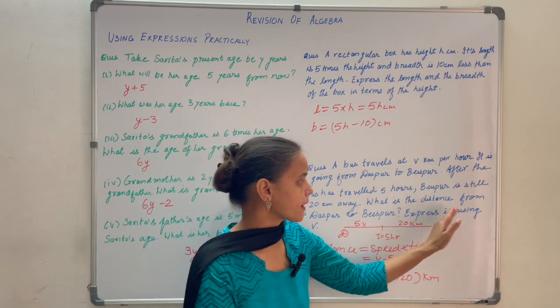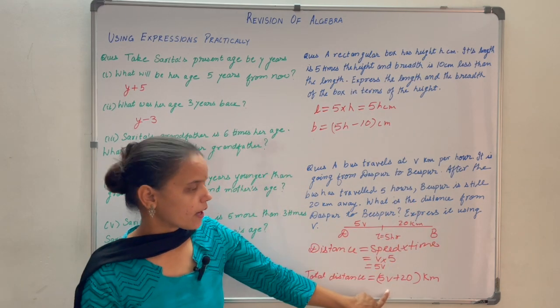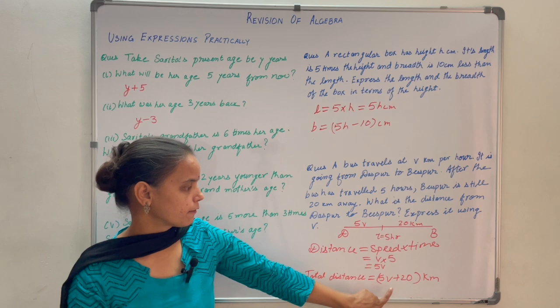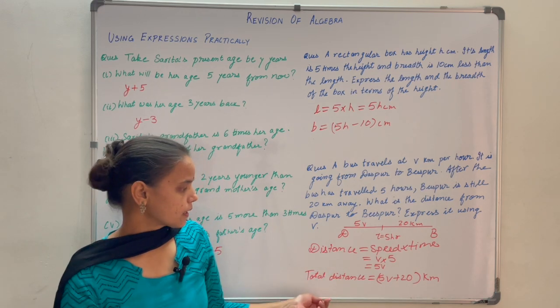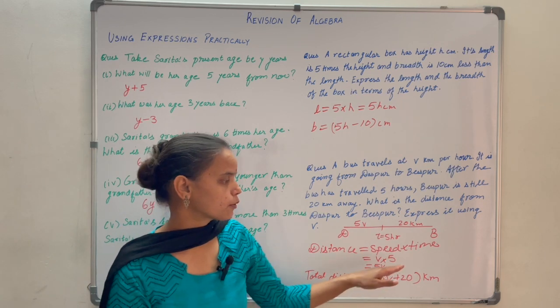The condition was express it using V. So we have expressed it using V: 5 times V plus 20. So that is the total distance from Daspur to Bispur.